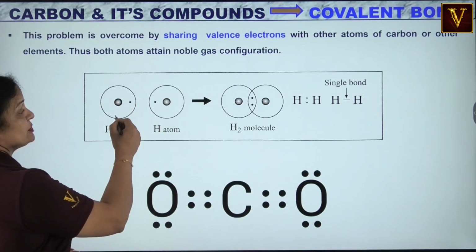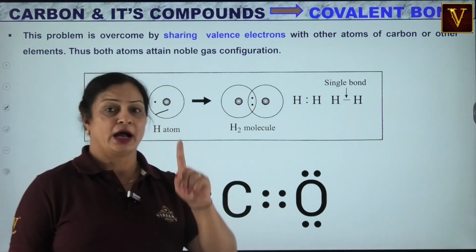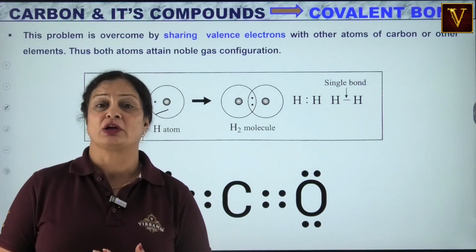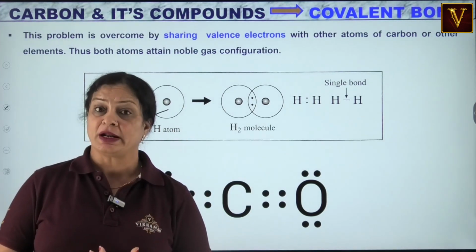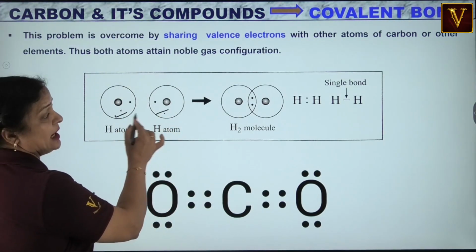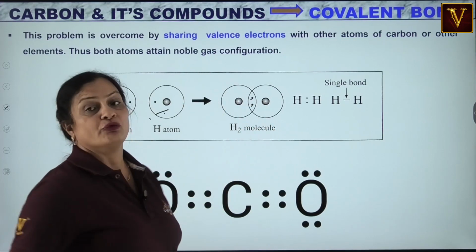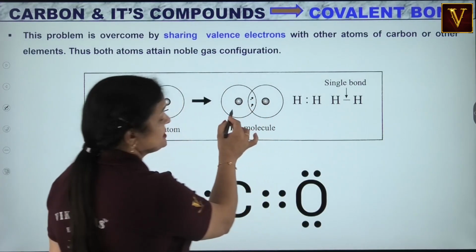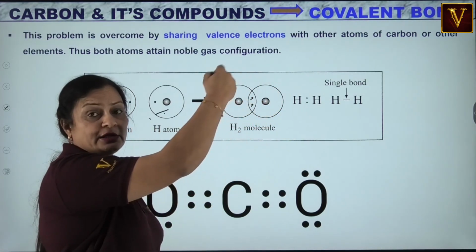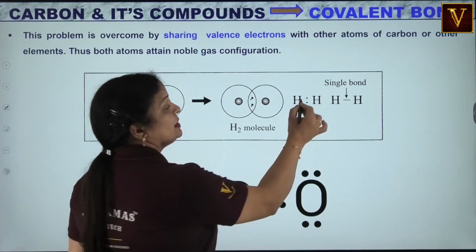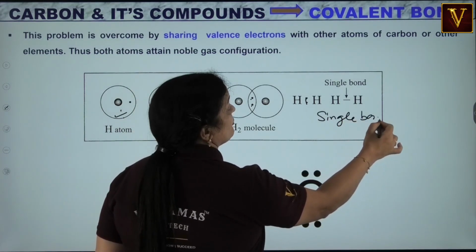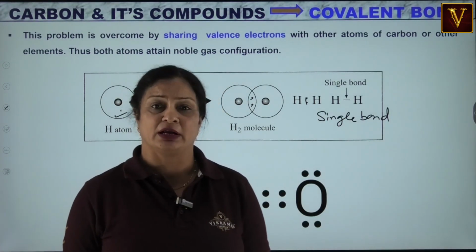Look, hydrogen. We know a hydrogen atom has one electron in its outermost shell. How many electrons are required by hydrogen to attain noble gas configuration? Yes, a single electron. So both hydrogen atoms share one electron, and this hydrogen has 2 electrons. Same, this hydrogen atom also has 2 electrons. In this way, they form a single bond. Single bond means when both atoms share one electron.